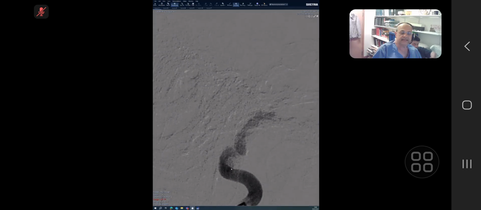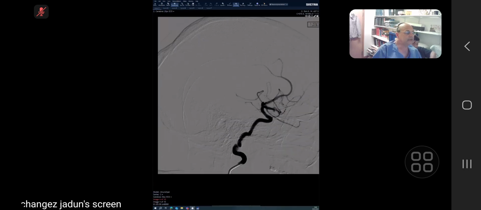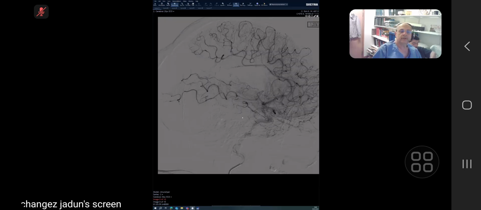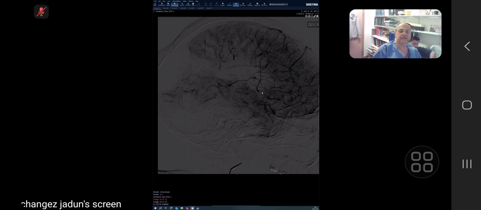You can see the filling defect and you can see the narrowing. So this is the dissection flap. And then we were looking for the thrombus. You can see here, let me show you. Here you can see the branch is missing. This is retrograde filling of the M2 branches. So this is the PL retrograde filling.